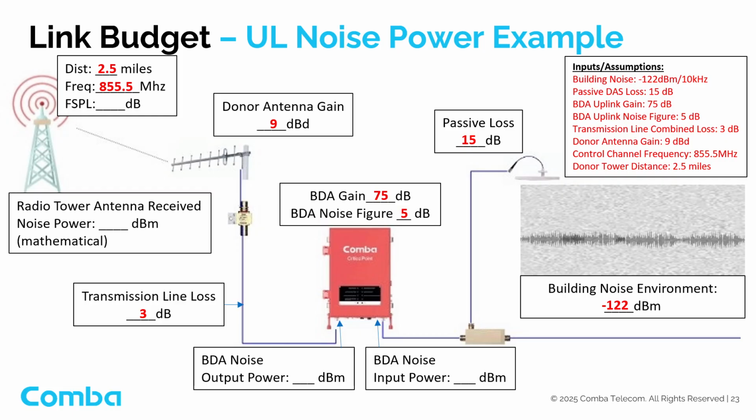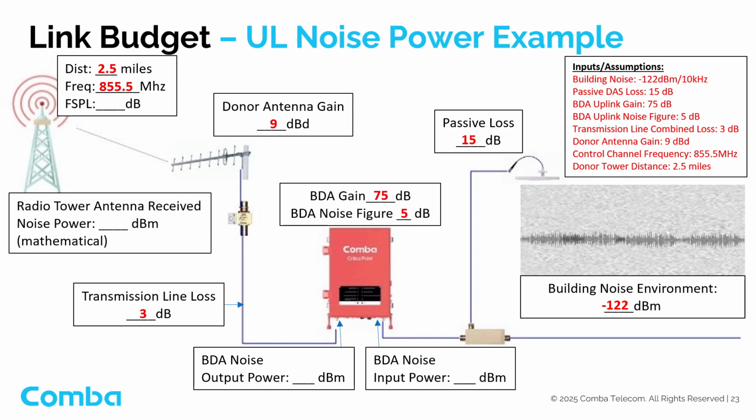The control channel frequency is 855.5 MHz. And the donor tower site is 2.5 miles away from the rooftop donor antenna. We will use the diagram on the slide as our link budget guide and fill in the blanks as we work through the link budget from the right side to the left side. We will start by entering all of the known input values that were given to us.